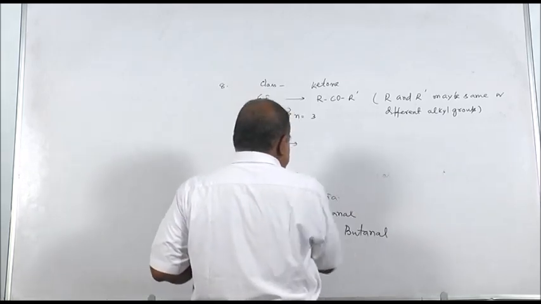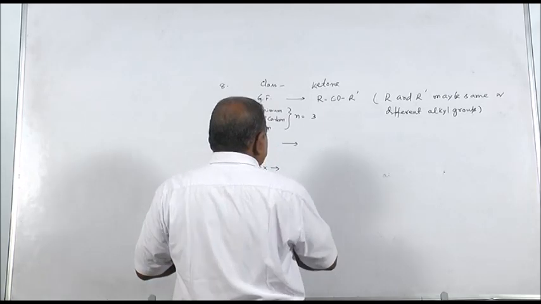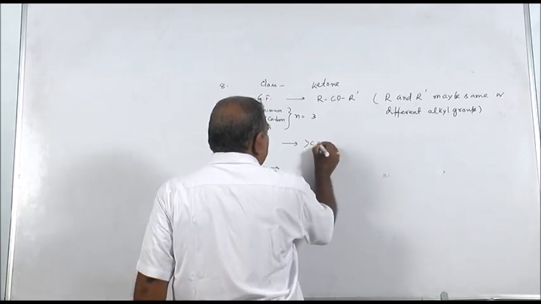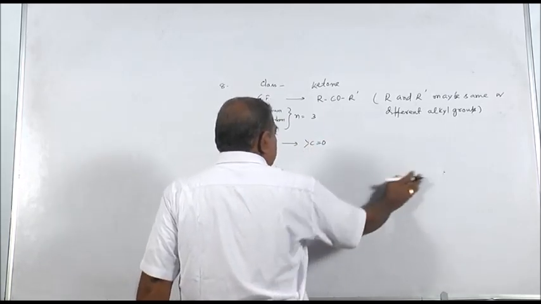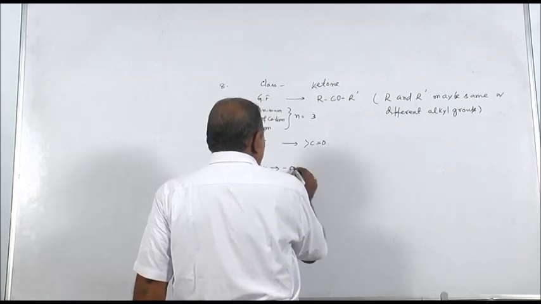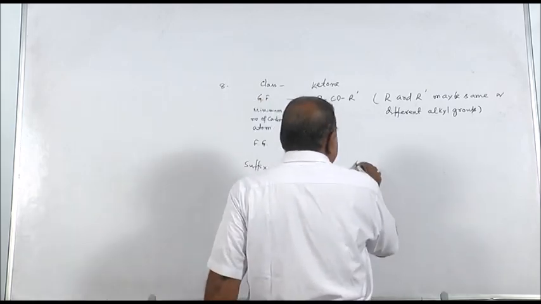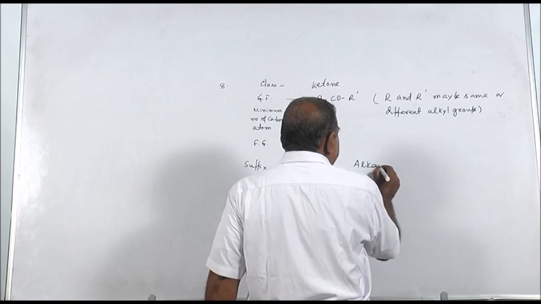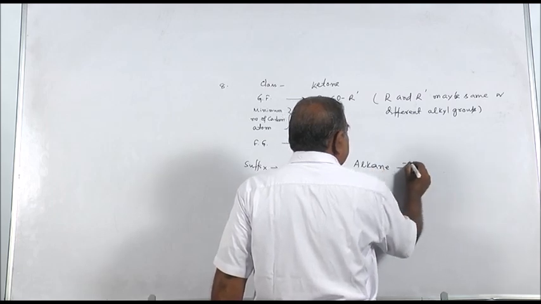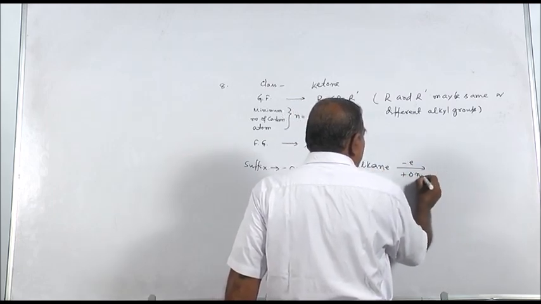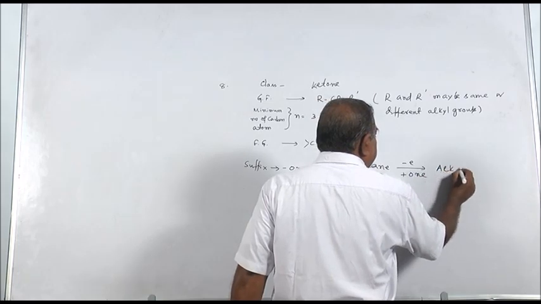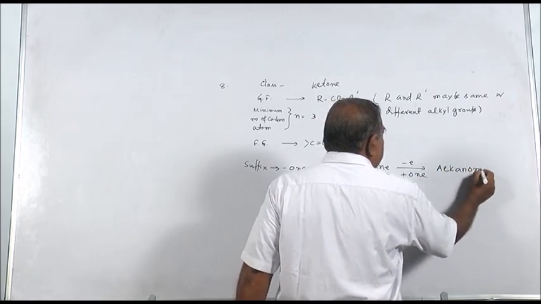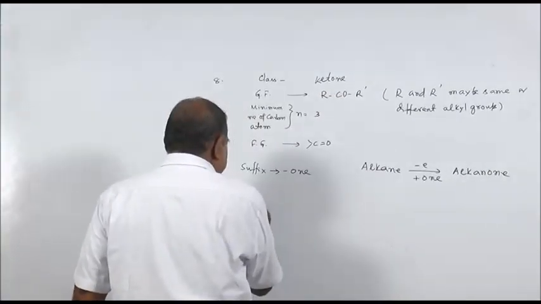The functional group is C double bond O. It also contains a suffix, ONE. That means from alkane, E is replaced by ONE. Hence, its complete name is alkanone.